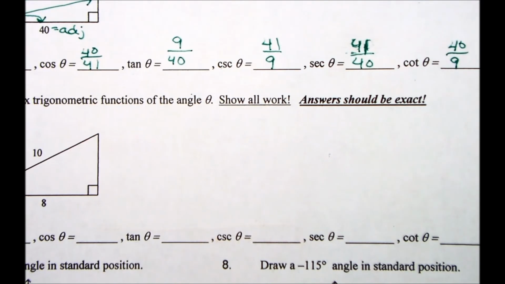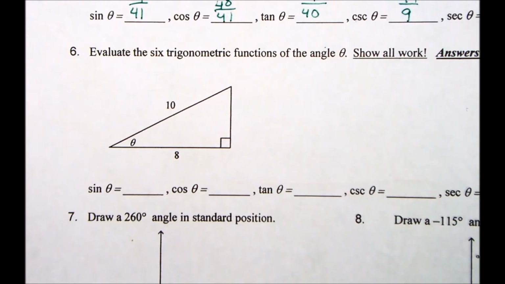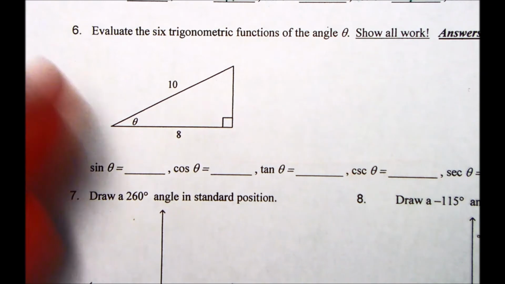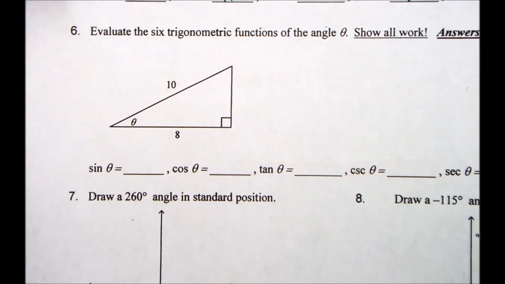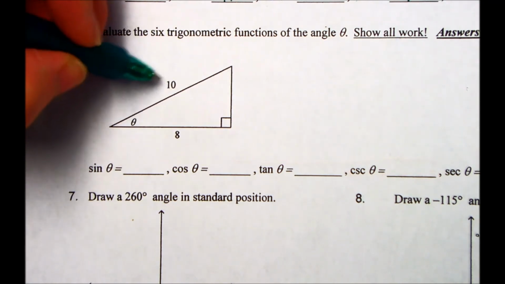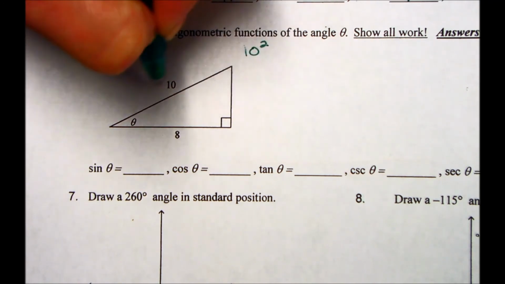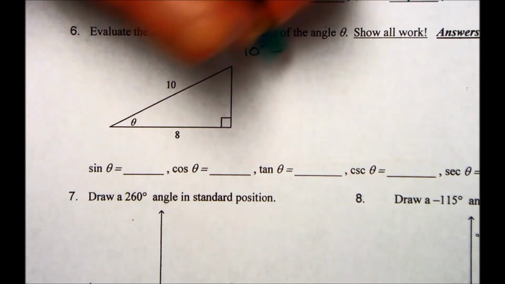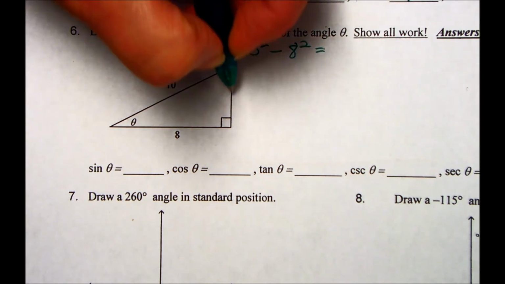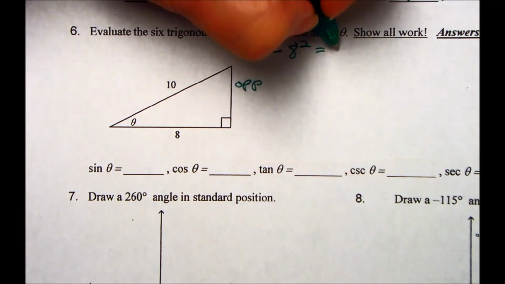Again, your answers need to be exact. You're not going to put any decimals, and you're going to reduce the fractions if you need to. And I can tell already we're going to have some reducing going on because 10 and 8 can both be divided by 2. But we still need to find this third side. However, this time you're given the hypotenuse. So to find the third side, I would say my hypotenuse squared minus the 8 squared is going to equal my opposite. So I'll call that x squared.